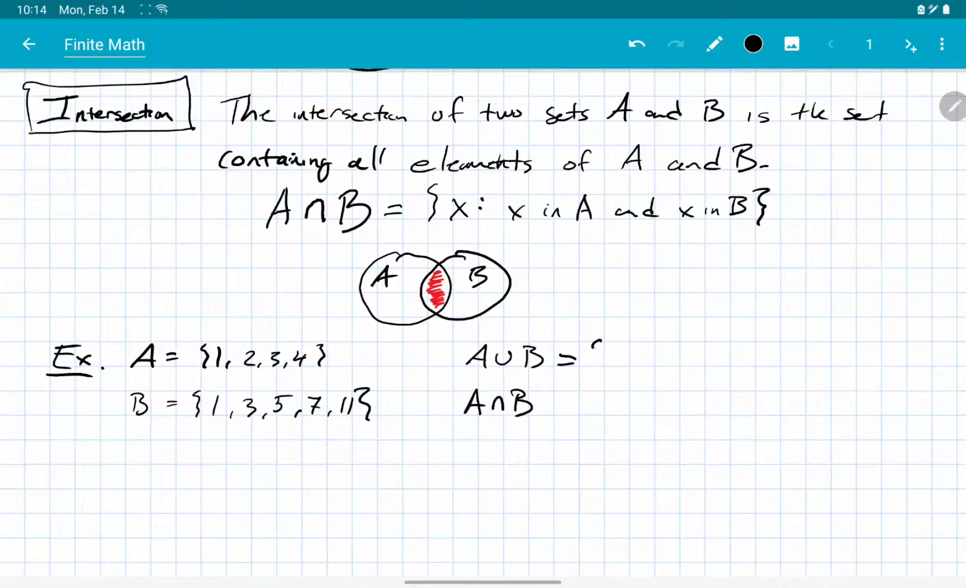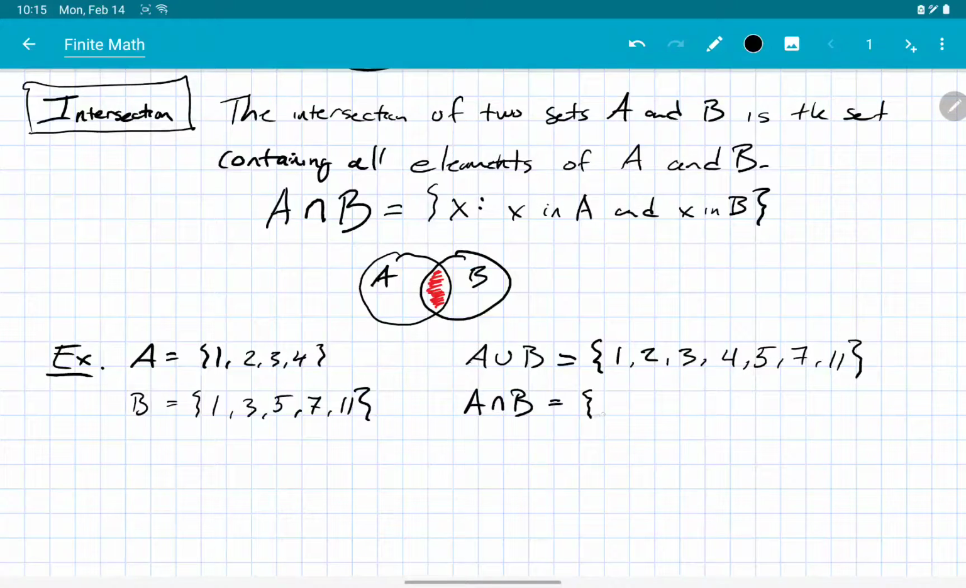So A union B, the union is everything that's in either of the two. So 1 is in A and B, 2 is in A, 3 is in A and B, 4 is in A, 5 is in B, 7 is in B, and 11 is in B. Okay, that's all the things that are in A or B. So the A union B is that set there.